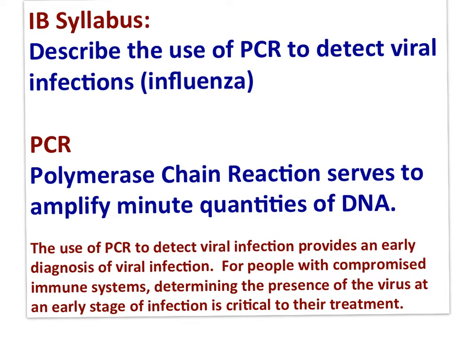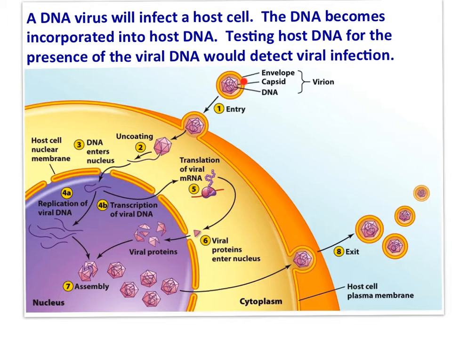The second statement, polymerase chain reaction, serves to amplify minute quantities of DNA. The use of PCR to detect viral infection provides an early diagnosis of viral infection. For people with compromised immune systems, determining the presence of the virus at an early stage of infection is critical to their treatment. A DNA virus will infect a host cell, as can be seen in this image.